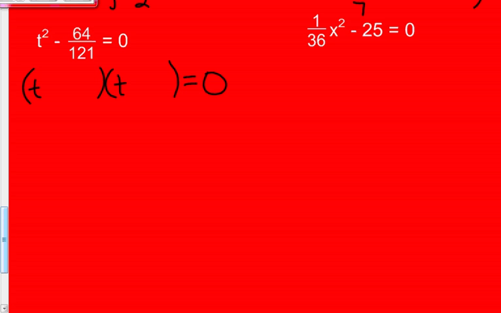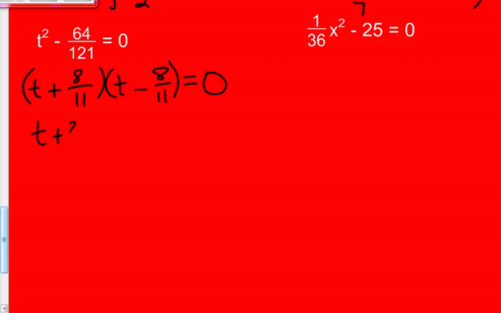Now, when you have perfect squares on the numerator and denominator of a fraction, just take the square root of each one. So the square root of 64 is 8, the square root of 121 is 11. So you're going to have 8 11ths on each one. One's plus, one's negative. Then you're going to set one of them equal to 0.